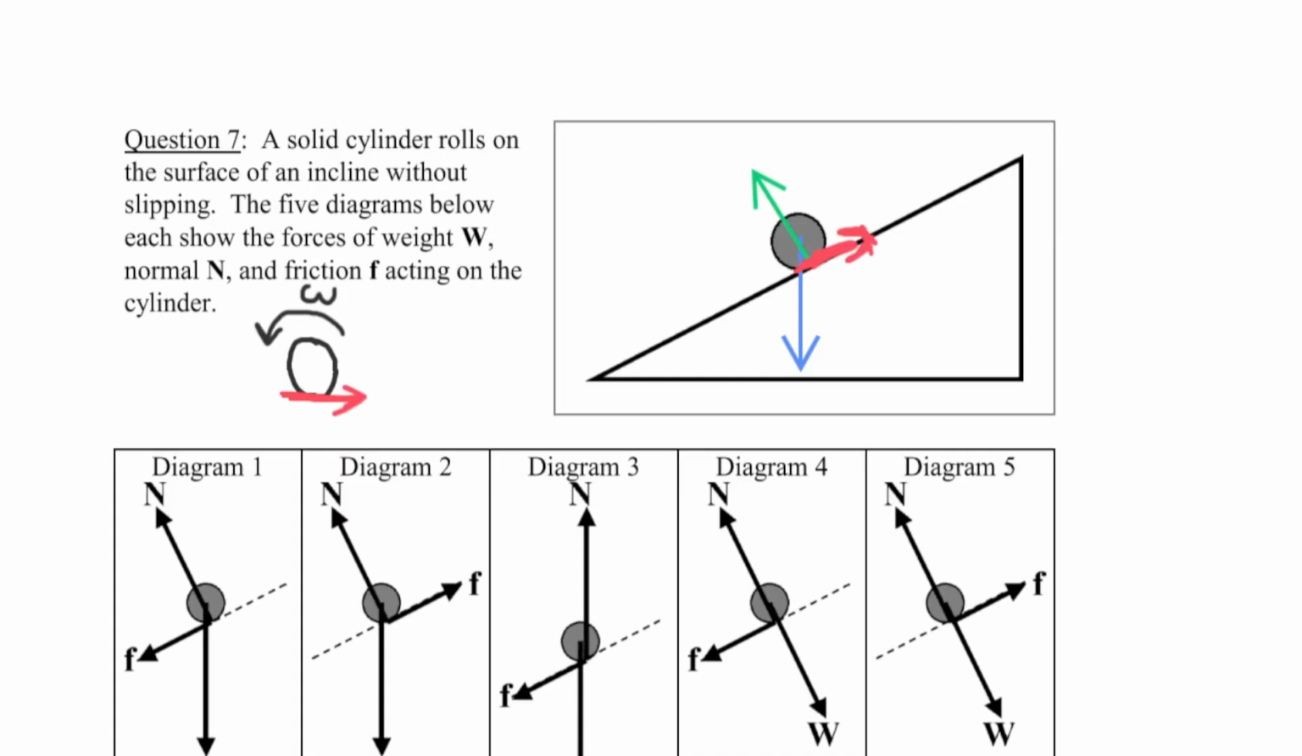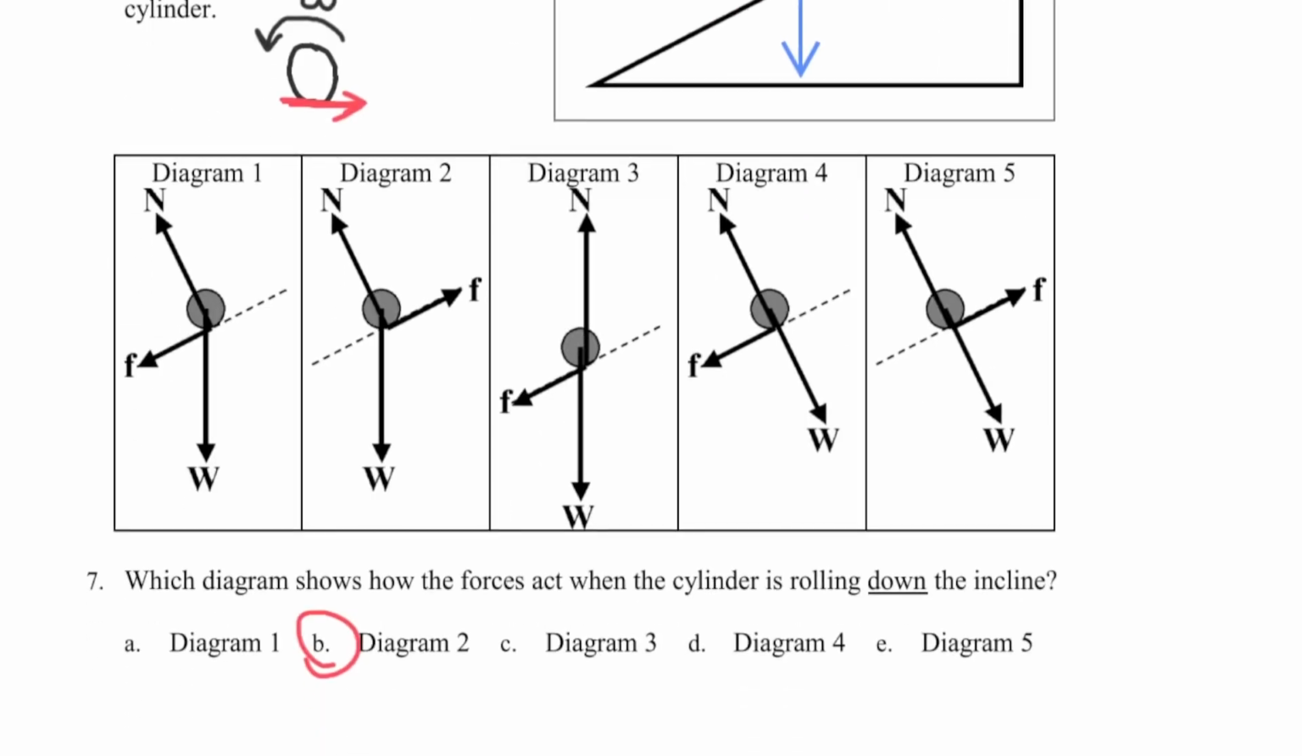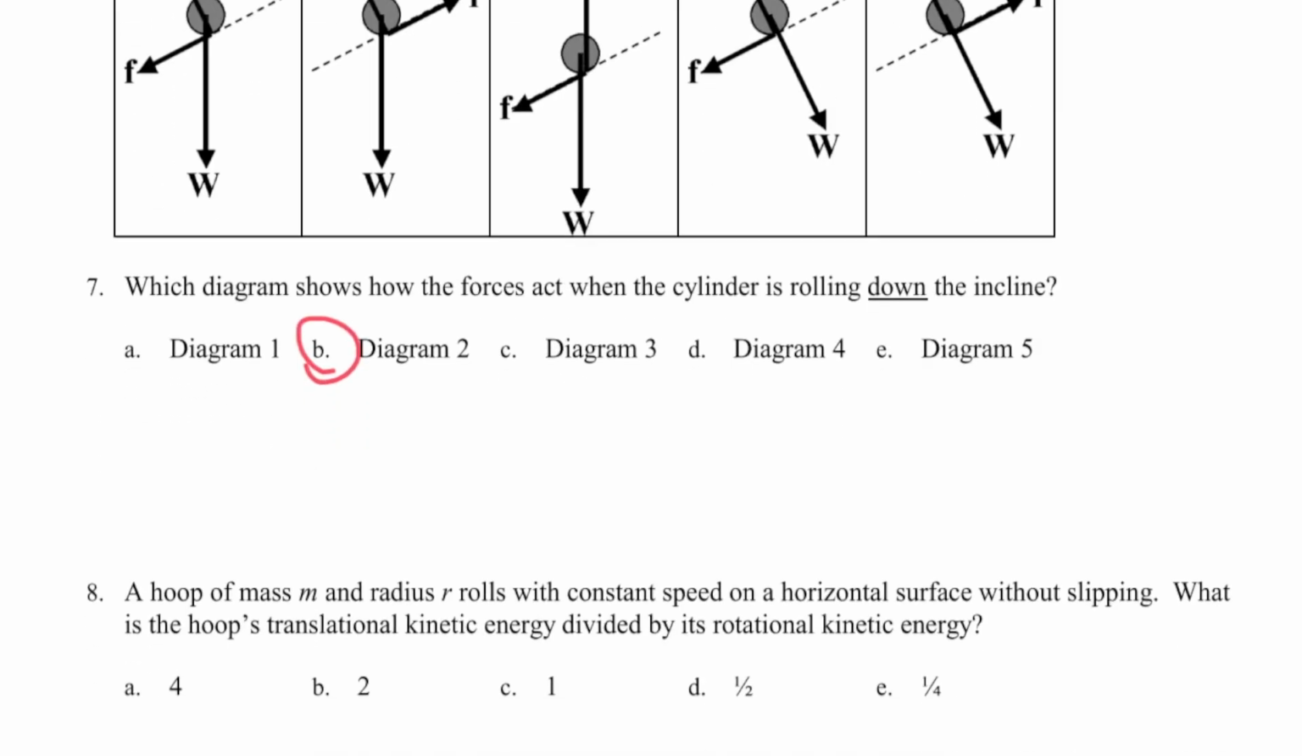So it's for a different reason that the friction points up the incline. It's not just because it's moving down, friction goes up. So actually, even if it's rolling up the incline, friction is still going to be up the incline, at least. So very tricky, but this was the easier case.